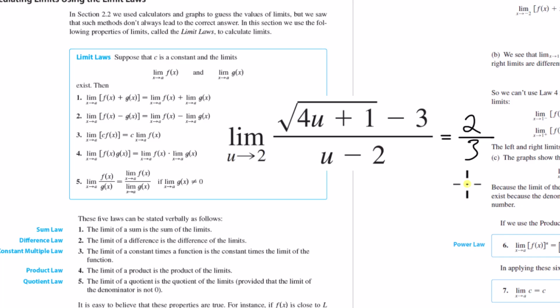Okay, and so again, before this section, so with what we learned in section 2.2, the only way we could solve this, or even think about solving this, was to use our calculator and plug in values of u into the function that were very close to 2 on both sides of 2, and then just examine what the function is doing. But we learned how this isn't a bulletproof method because our calculator can only handle so many digits.